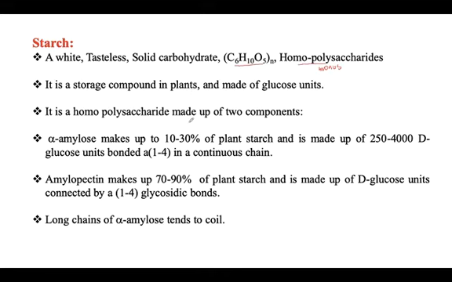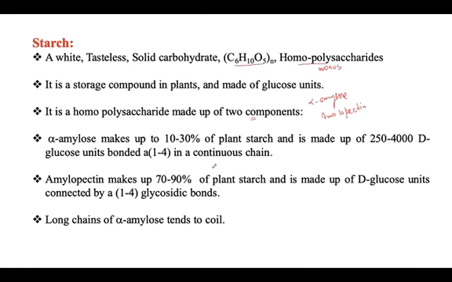And this homopolysaccharide is made up of two components. When we talk about starch, we are discussing two main components of the starch. One is alpha amylose and the second is amylopectin. So while studying the structure of starch, we have to study the structure of alpha amylose and the structure of amylopectin. These are the two constituents of starch.